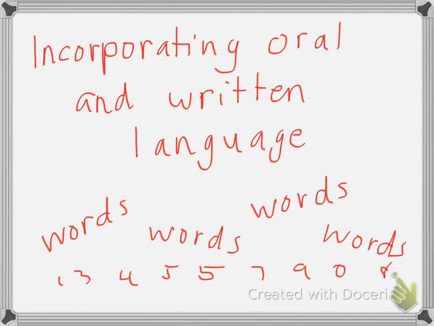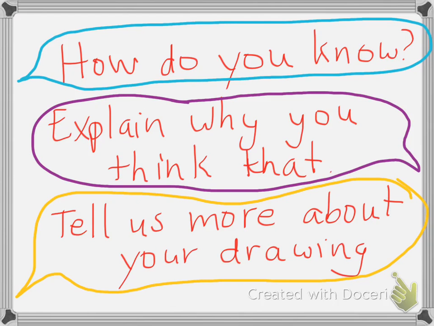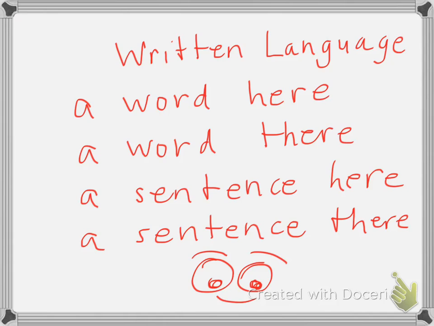The next theme was incorporating oral and written language, and when we do that, what we're really doing is putting words on top of all the numbers that we've written or talked about that day. So the oral language, if you want to get oral language out of your kids, you're going to ask probing questions. The teacher's going to talk less, the students are going to discuss more, and you're going to ask questions like, how do you know? Explain why you think that. Tell us more about your drawing.